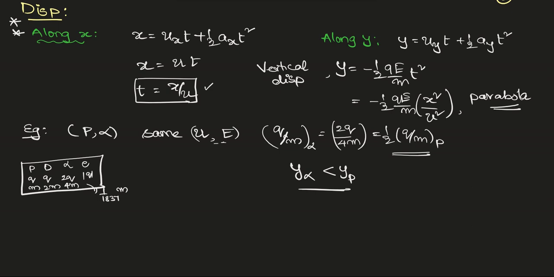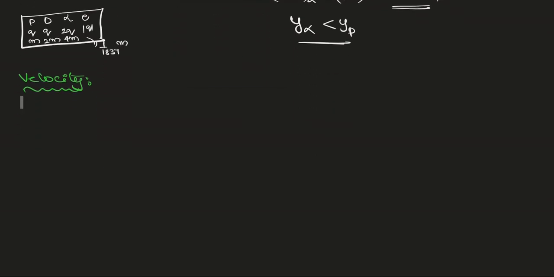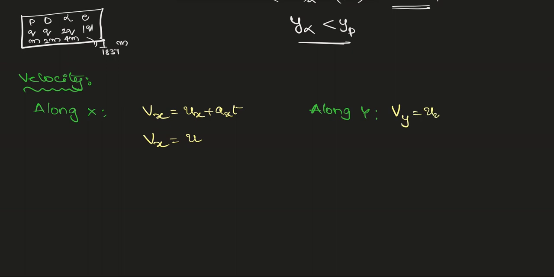And after this, we will have the velocity equations. Velocity along the x-axis: Vx is equal to Ux plus Ax into t, or as Ax is 0, Vx will be equal to U. And along the y-axis, Vy will be equal to Uy plus Ay into t, or that will be equal to, Uy is 0, minus qE by m into t.